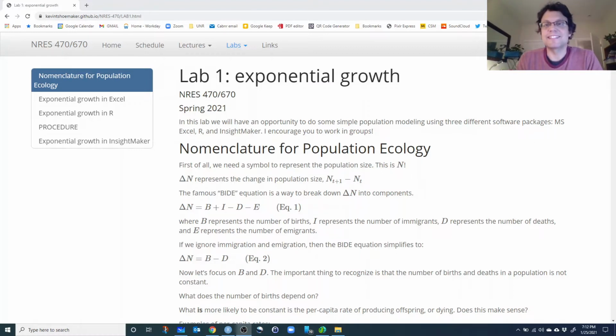Now, this isn't necessarily the thing you're most looking forward to in the class, but going over the mathematics is obviously a critical part of population ecology. It has been from the very beginning. This is a mathematical discipline. To understand and to model populations, we have to work with numbers.